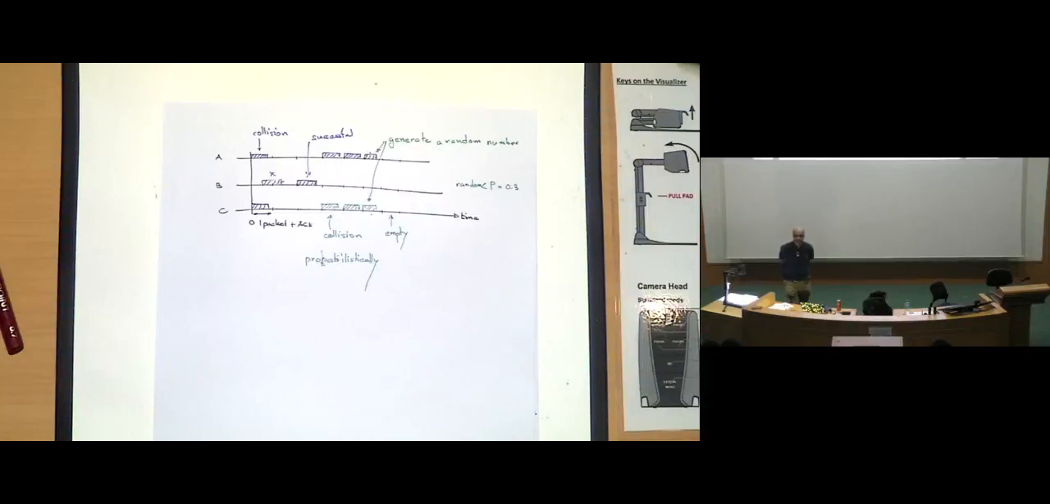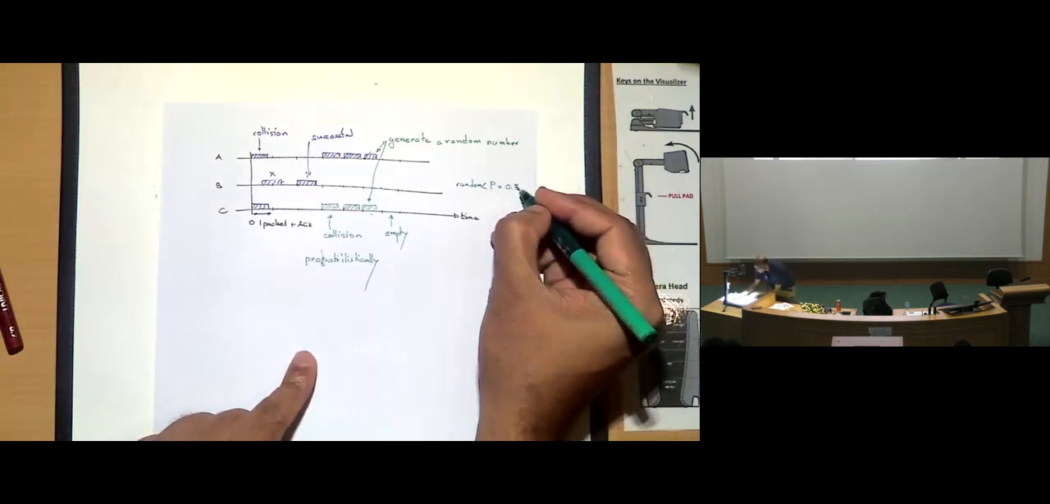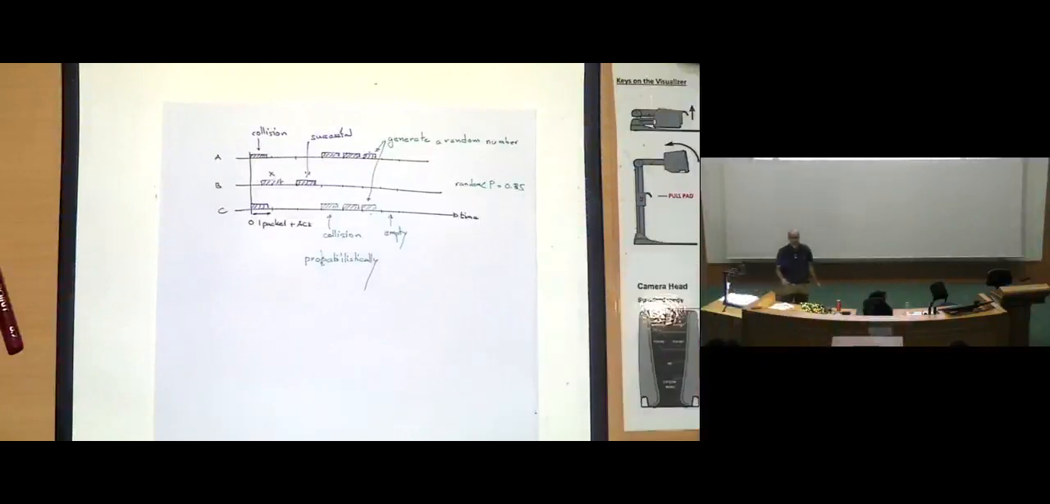So you generate a random number. If your random number is less than P, you get to transmit. If it is more than P, you cannot transmit. If I had made this equal to 0.5, that's basically saying you toss a fair coin. If it's heads, you transmit. If it's tails, you don't transmit. Okay? So then what would happen?